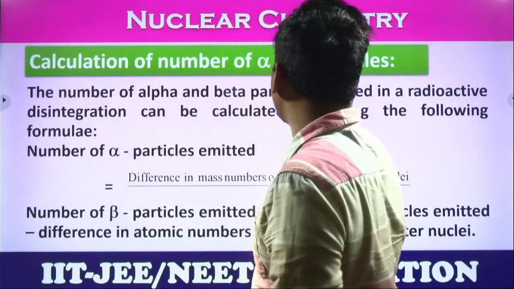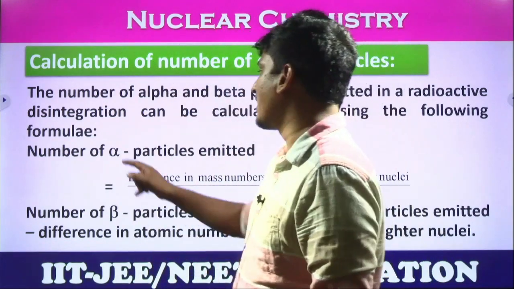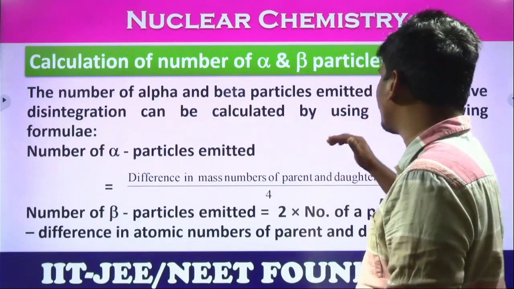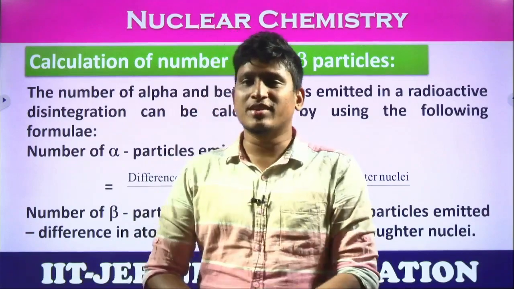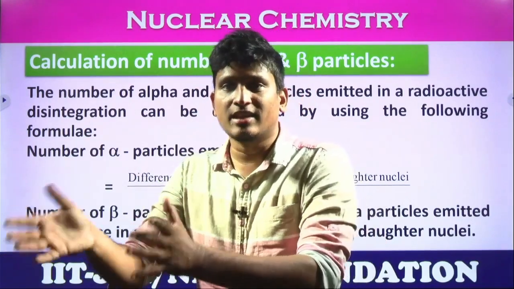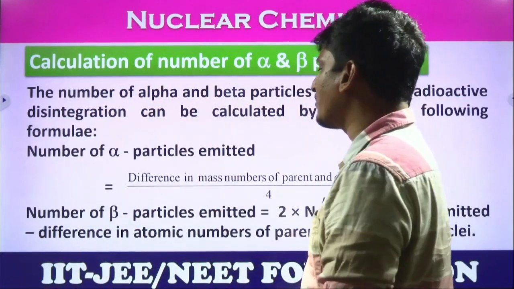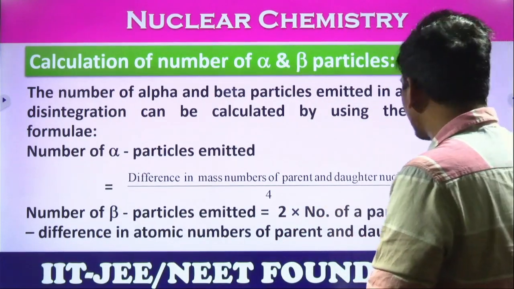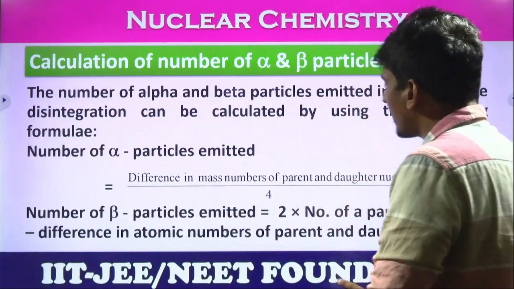So, calculation of the number of alpha rays and beta particles. Students, we have two formulas to calculate. First of all, the number of alpha particles can be calculated as the difference in mass number of parent and daughter nuclei divided by 4. Okay, parent and daughter mean what, students? Parent means before the decay, daughter means the nucleus which forms after the decay. And to find the number of beta particles emitted, this is the formula: 2 times the number of alpha particles emitted minus the difference in atomic numbers of parent and daughter nuclei.